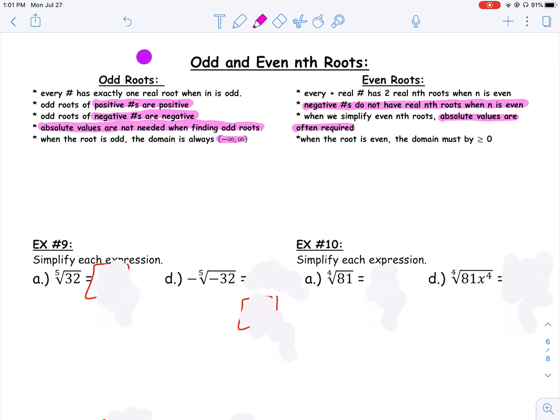Now, when the root is even, your domain has to be bigger than or equal to 0. Your radicand, the stuff underneath your radical, can never be negative. It has to be greater than or equal to 0.